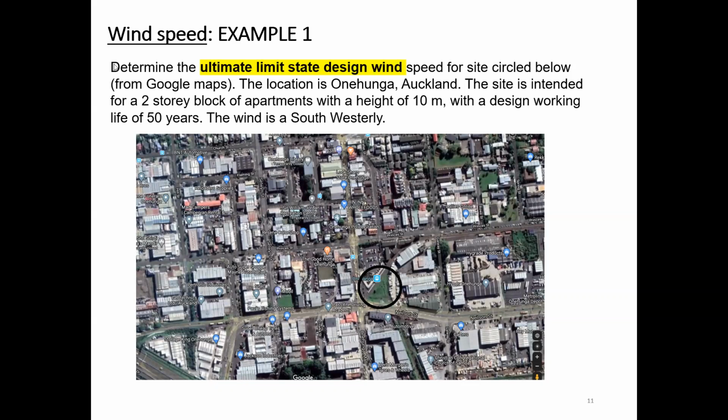What I want you to do is copy down this key information, right? The location, Onehunga, Auckland. The site is an intended 2-story block of apartments, height of 10 meters, a design working life for 50 years. The windows are southwesterly. So if you can copy this down, just copy that paragraph down, or use your phone to take a photo of it. Okay, so I'll give you some time to do that.